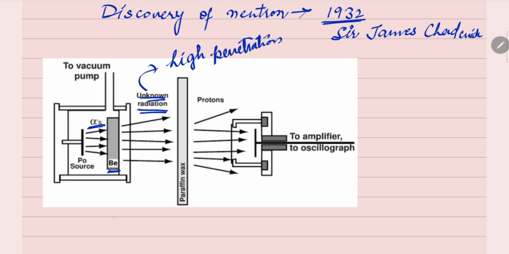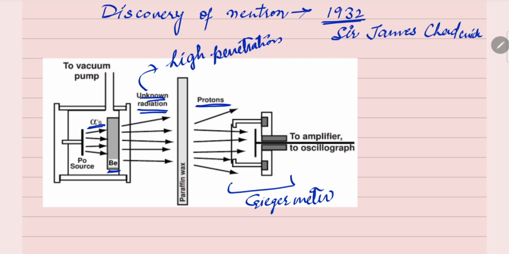When these unknown radiations were made to fall on paraffin wax, they helped in the ejection of protons. These protons were then simply counted with the help of a Geiger meter. A Geiger meter or Geiger counter is an instrument that counts how much radiation has been emitted.